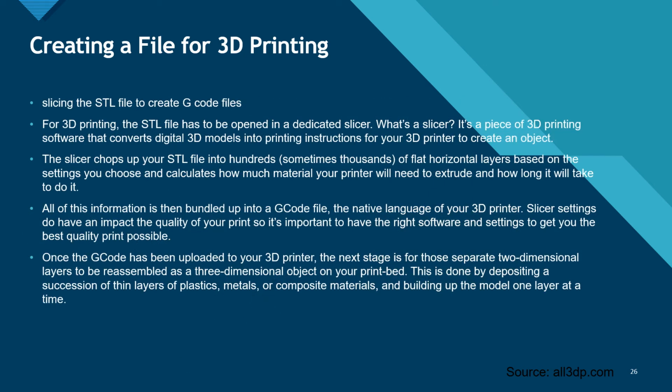The next step in creating the file for 3D printing is to use slicing software, which slices the STL file and creates G-code files. The slicer cuts up the STL file into numerous flat horizontal layers based on the settings and calculates how much material your printer will need to extrude and how long it will take to do. All of this information is then packaged into a G-code file which is sent to the printer. The printer follows the G-code file and lays down two-dimensional layers upon layer until the 3D object has been created.